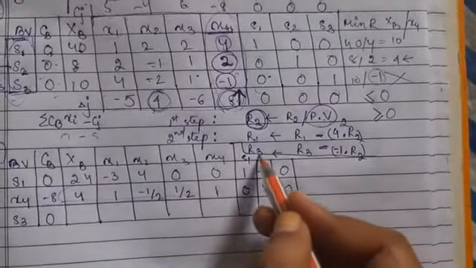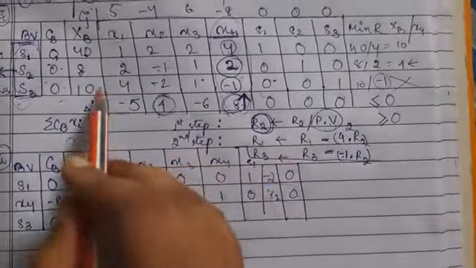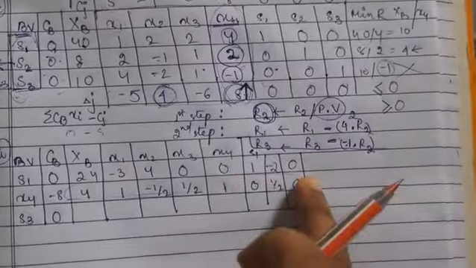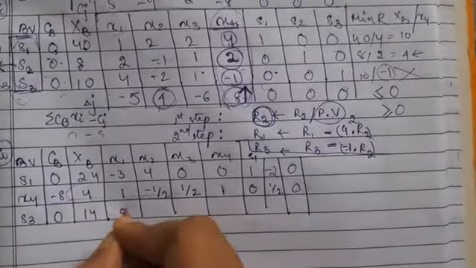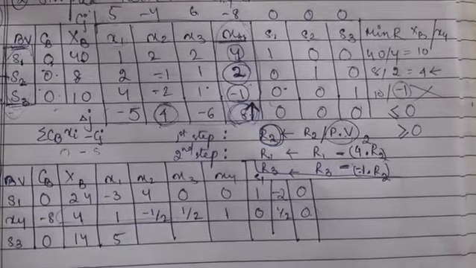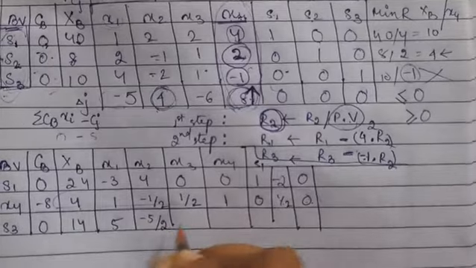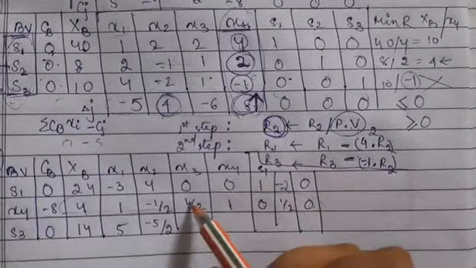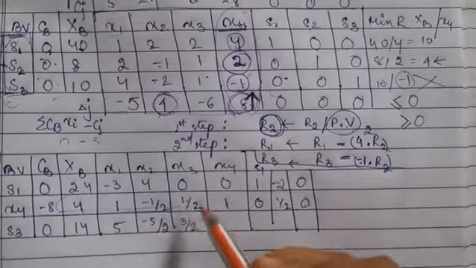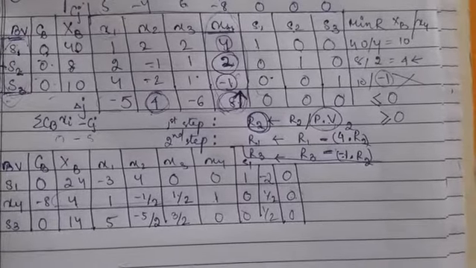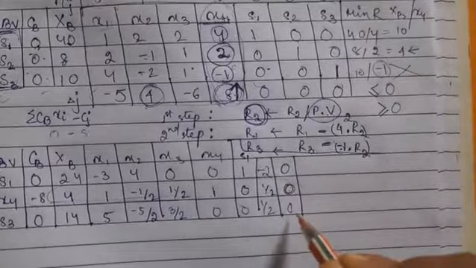Similarly for R3, it is the previous R3, minus minus makes it plus R2, meaning this row plus this row. 10 plus 4 is 14, 5, -2 minus this much is -5 by 2, then for x3, 1 plus 1 by 2 is this much, this is 0, 0, half, and then 0, sorry, 1 plus 0 is 1.